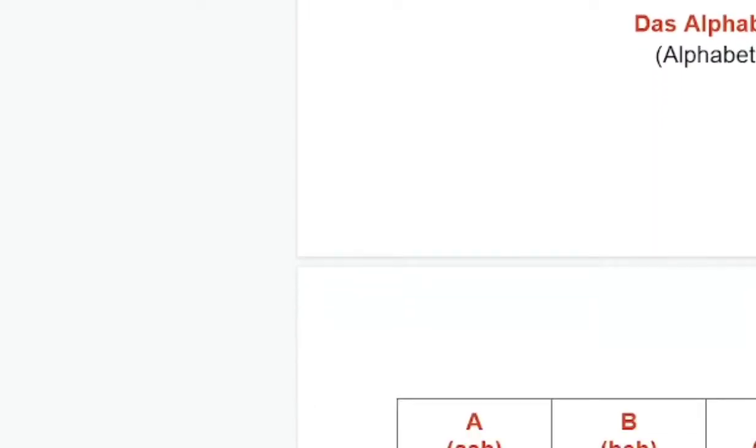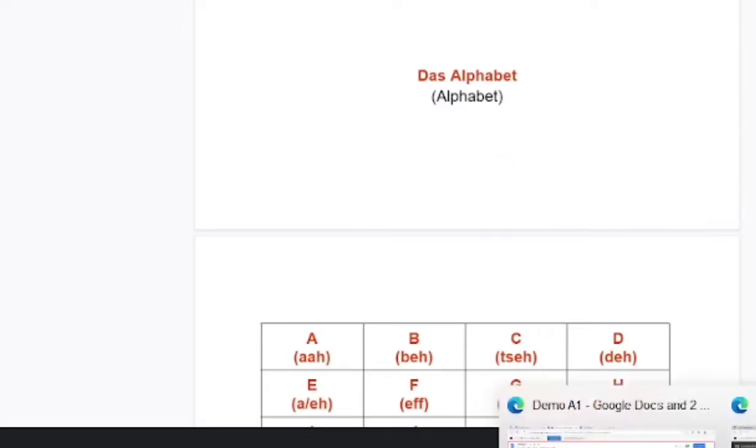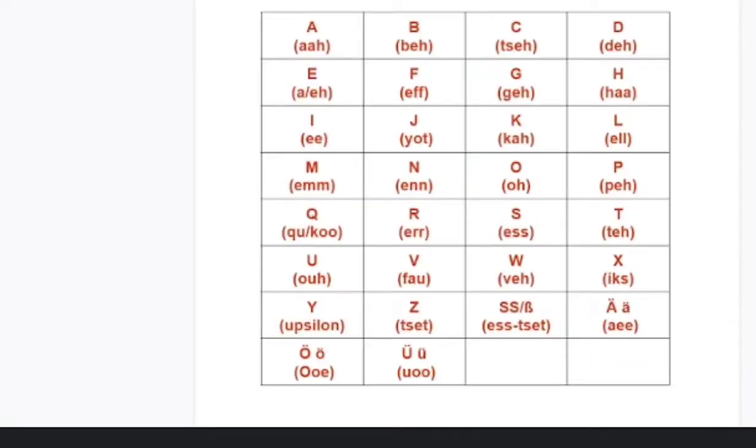The alphabet in German is called Das Alphabet. Repeat after me: Das Alphabet. A is called A. B is called B. C is called C.